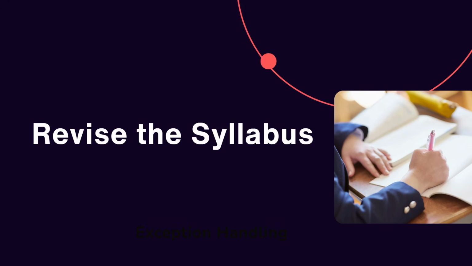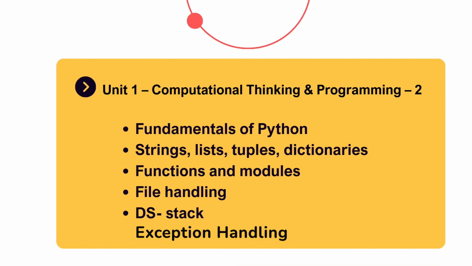Revise the syllabus. You can divide your preparation into unit wise. From the unit 1, you will be revising fundamentals of Python, data types like string, list, tuple and dictionaries. You should be clear with the functions and there are 3 modules: random, statistics and math. Go through all 3 files: text, binary and CSV. There is a small topic of data structure stack using list.